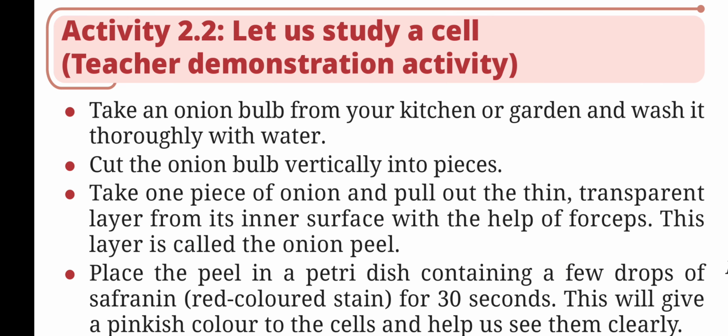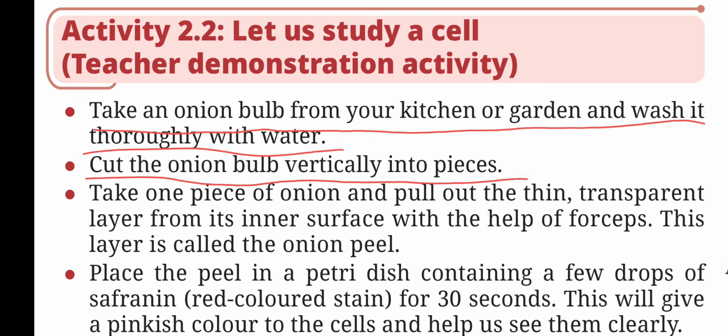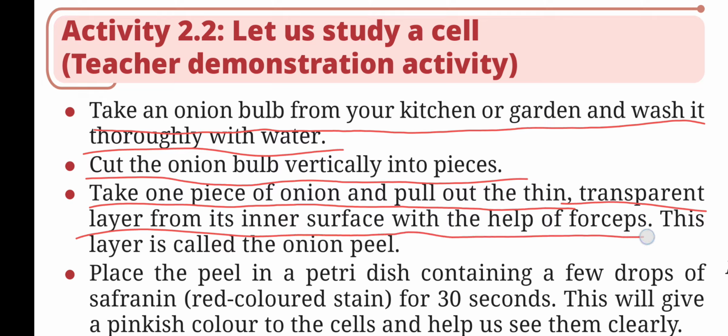Activity 2.2. Let us study a cell. Take an onion bulb from your kitchen or garden and wash it thoroughly with water. Cut the onion bulb vertically into pieces. Take one piece of onion and pull out the thin, transparent layer from its inner surface with the help of forceps. This layer is called the onion peel.